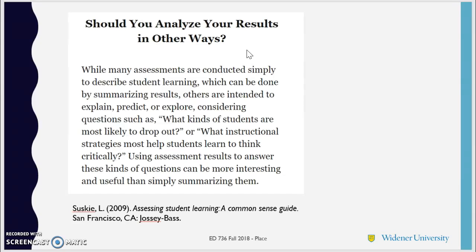This one I like here: what kinds of students are most likely to drop out? When you're tracking course data, for example, if you're seeing someone decline in their discussion scores, that's a sign that they might be losing interest, or that they might have something coming up in their lives. So using assessment results to answer those types of questions can really take your data to another level and can be more interesting.